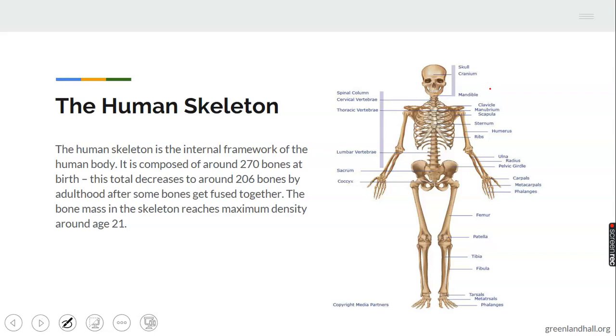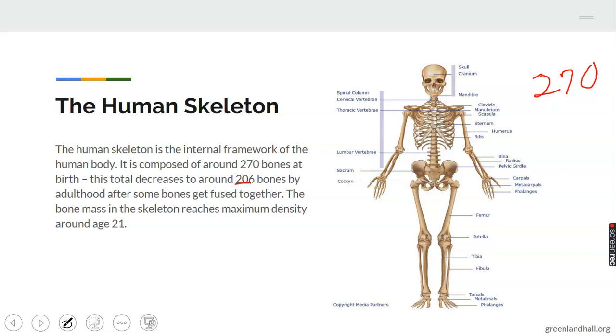Now, what does that mean? When you are born, you have around 270 bones. But by the time you become an adult, the 270 will become 206. It has reduced. Why? Because some bones fuse together, they merge together, they come together and become one.